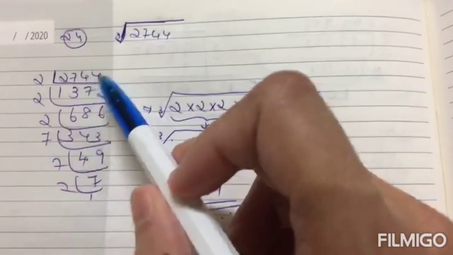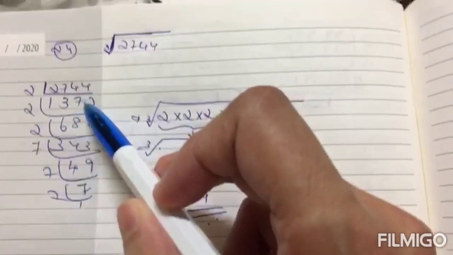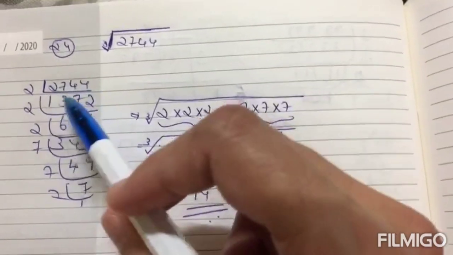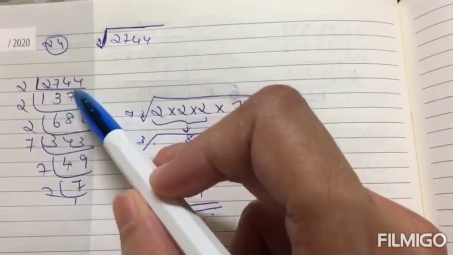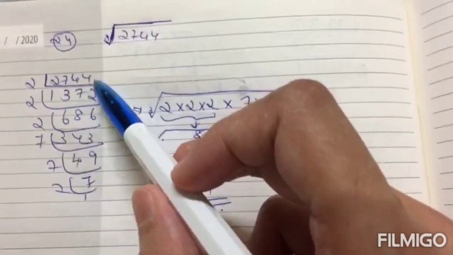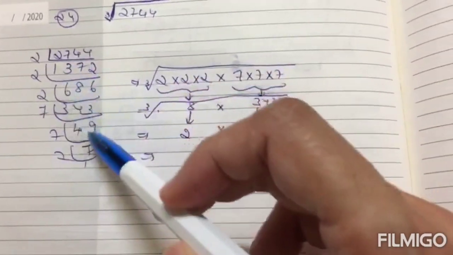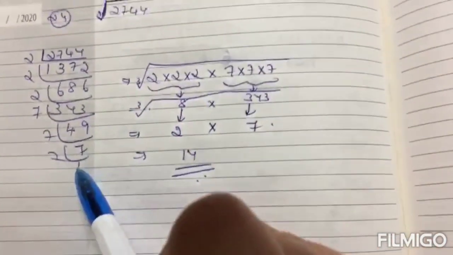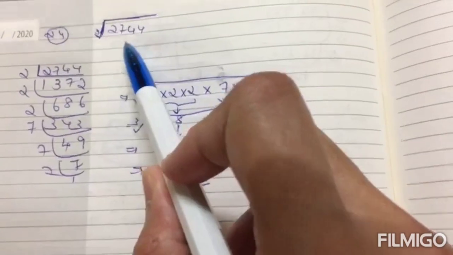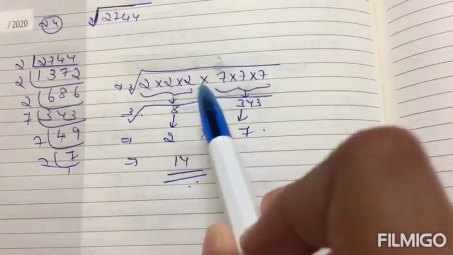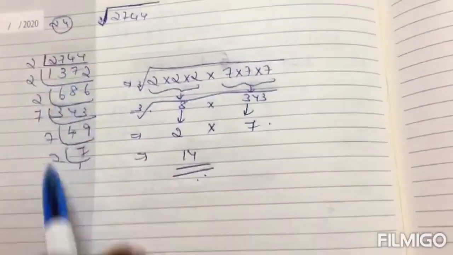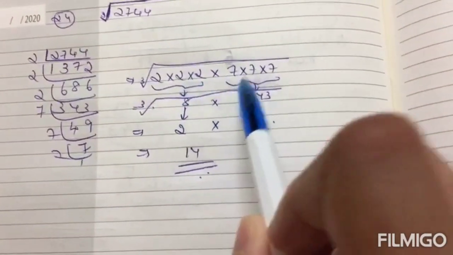So let us find the prime factorization, the same method that we use for LCM. Let us divide by 2, because we know that this is an even number, so it's definitely divisible by 2. Find all the factors. You will see that 2744 can be written in terms of its factors as 3 2s and 3 7s.